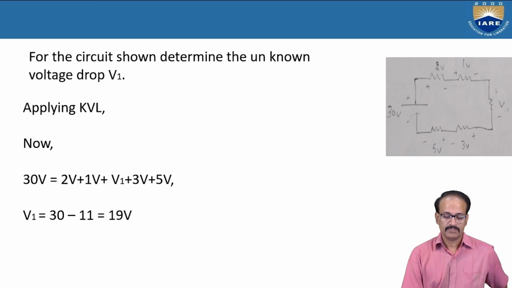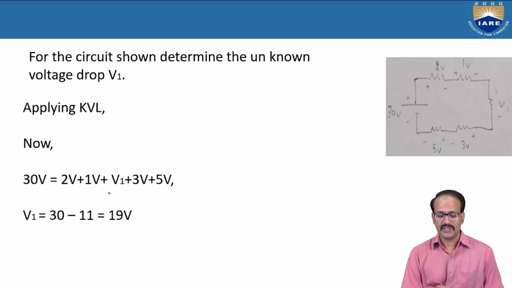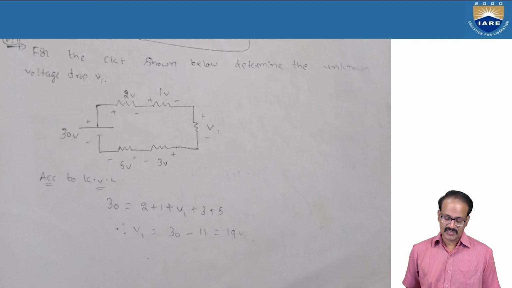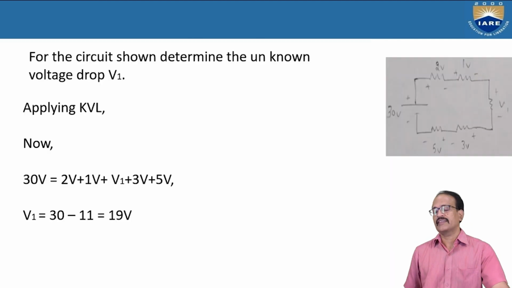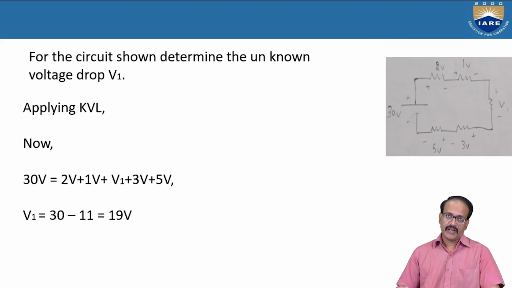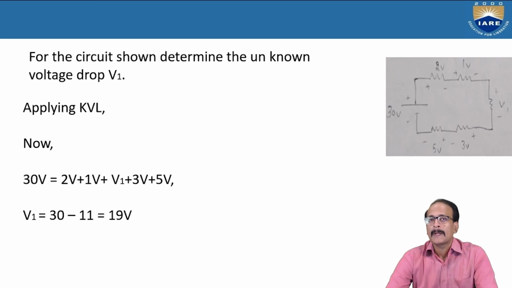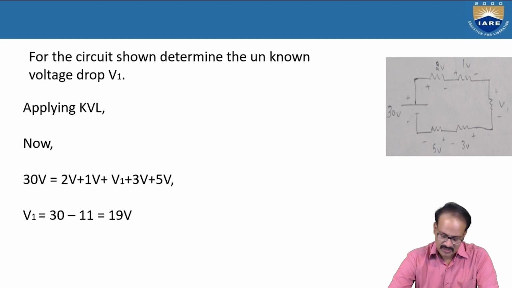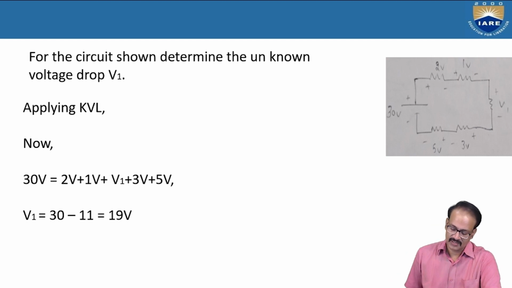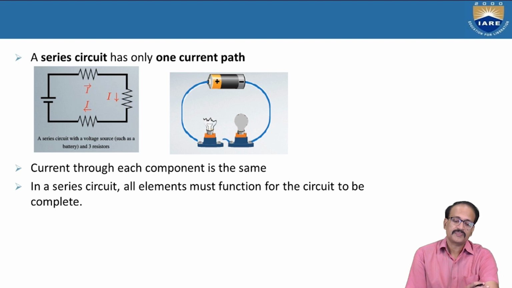Okay. So this side there is 30 and this side, if you add, there is 11 plus V1. So V1 will be 30 minus 11. Yeah. So see, like this we can find the values in the circuit with the help of KCL at a junction for different currents, and KVL for voltages.